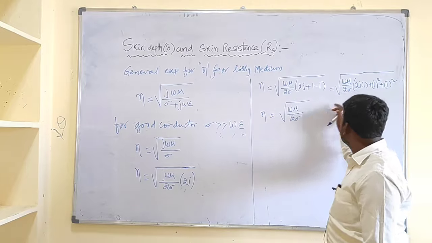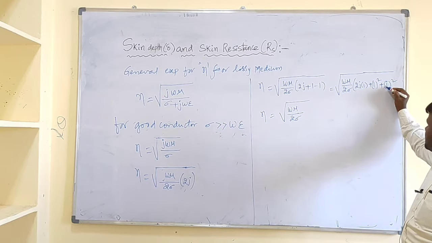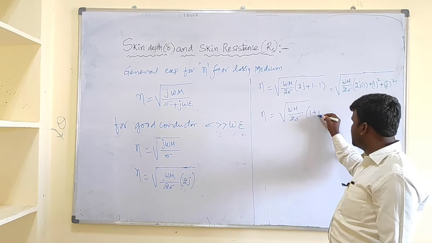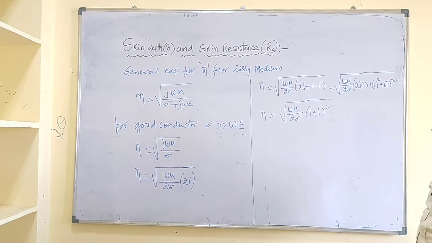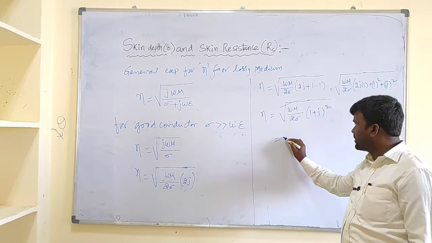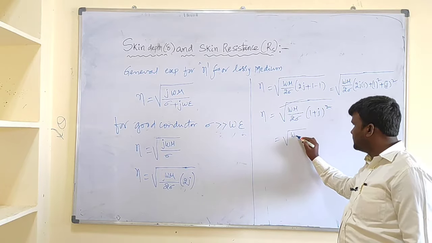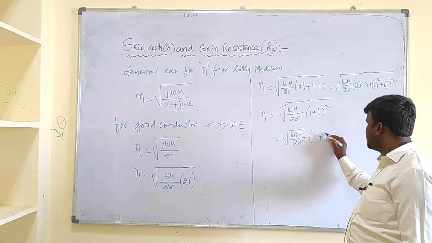The bracket is 2ab plus b square plus a square, so that is a plus b whole square, which means 1 plus j whole square. This square and this root cancel out. We can write this as eta equal to the square root of omega mu by 2 sigma into 1 plus j.